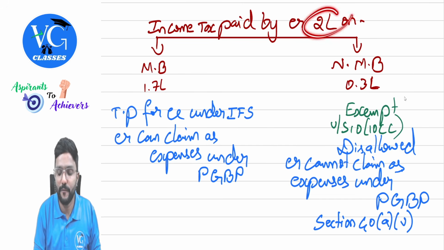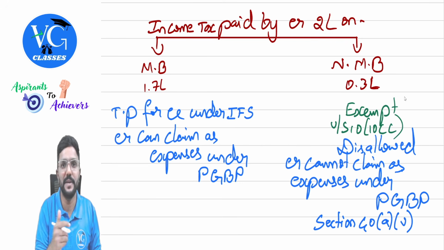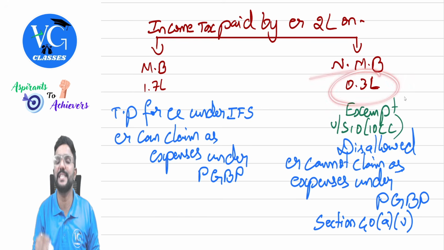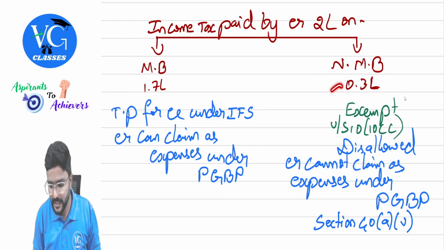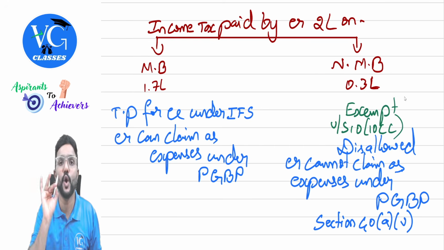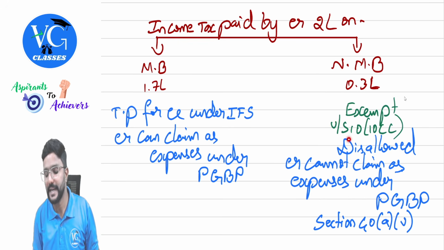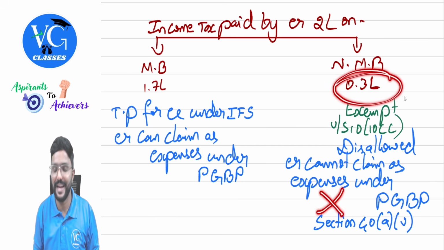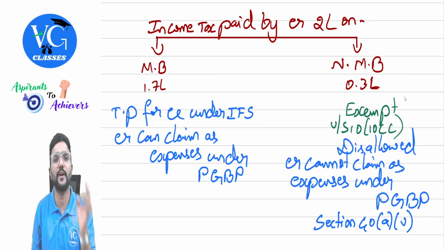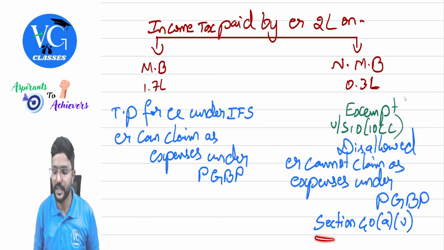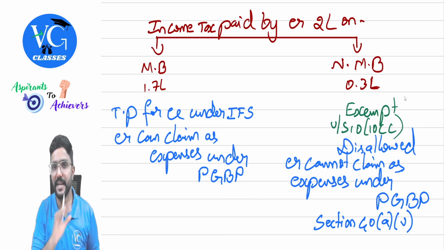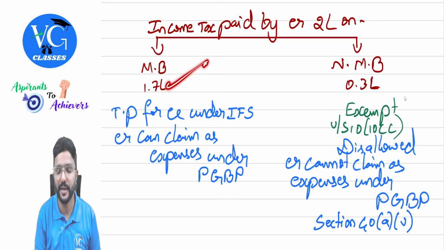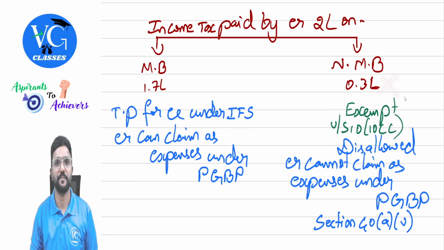Okay. So out of 2 lakh, 1.7 lakh is on monetary benefit. Remaining 30,000 is on non-monetary benefit. This is exempt in the hands of employee as per section 10(10CC). And the same 30,000 will not be allowed as an expenditure in the hands of employer as per section 40A(5), guys. Clear? This will be allowed as an expenditure for employer, whereas this will not be allowed.